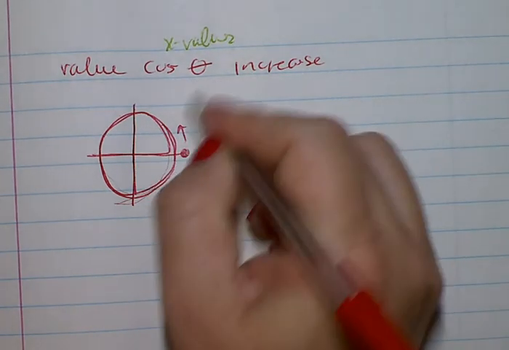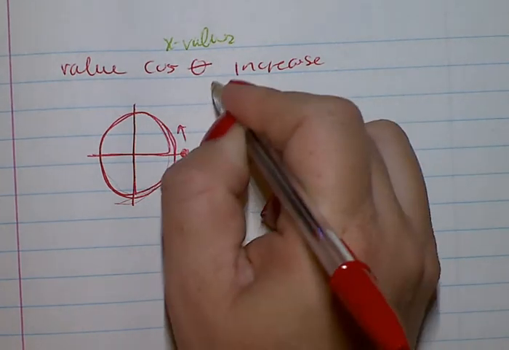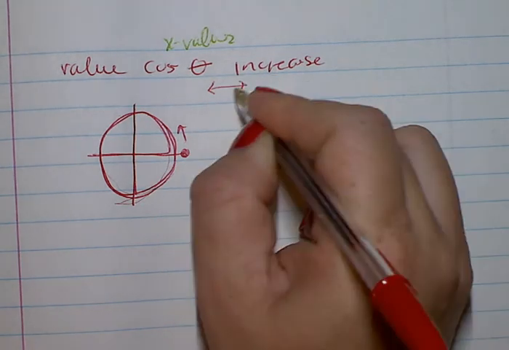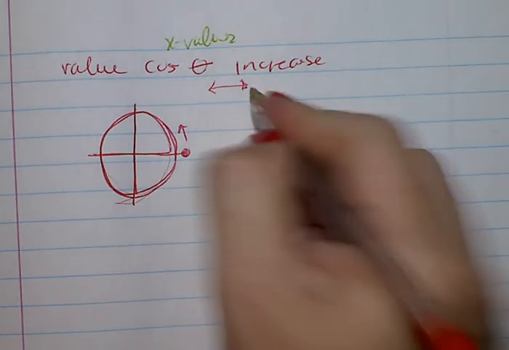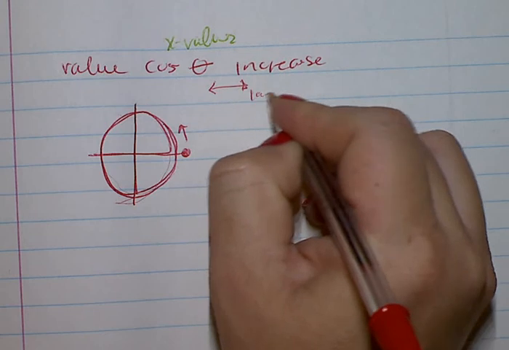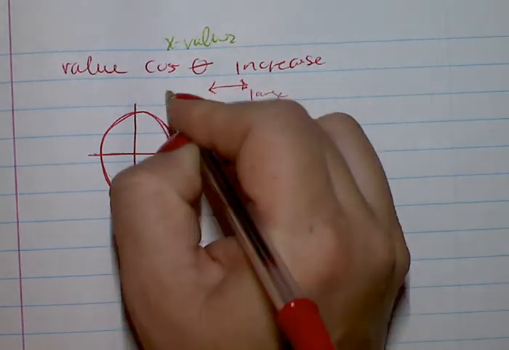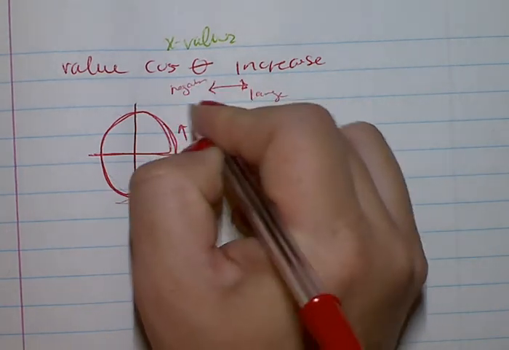Okay, so x values, please make these lines. X values go from left to right. The further you go to the right, the larger the x values. The further you go to the left, you have more negative values, which are smaller.